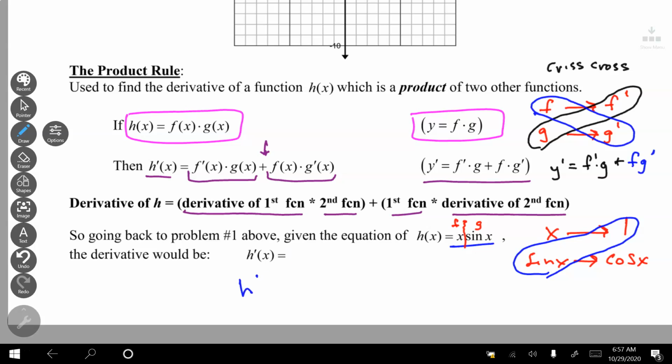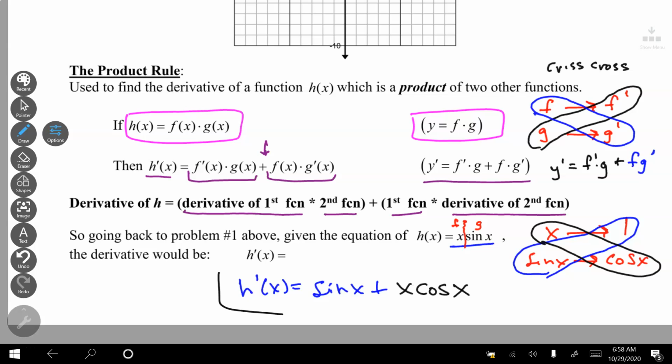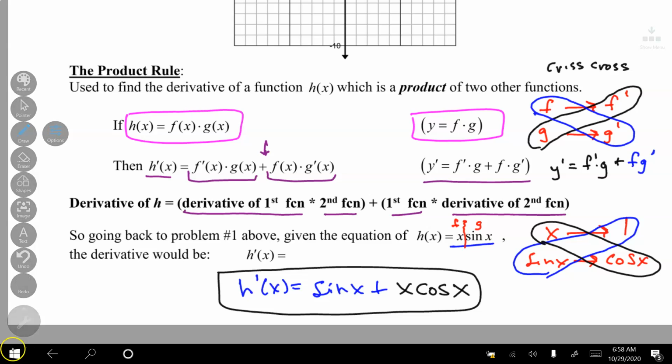I get h prime of x equals sine of x. When I do that crisscross, plus, and I'll do it the other way, plus x cosine of x. Now, I don't expect you to know what that graph looks like. I don't even know what that graph looks like. I would have to put it in the calculator. But the idea is that this method is how we're going to handle product rule.